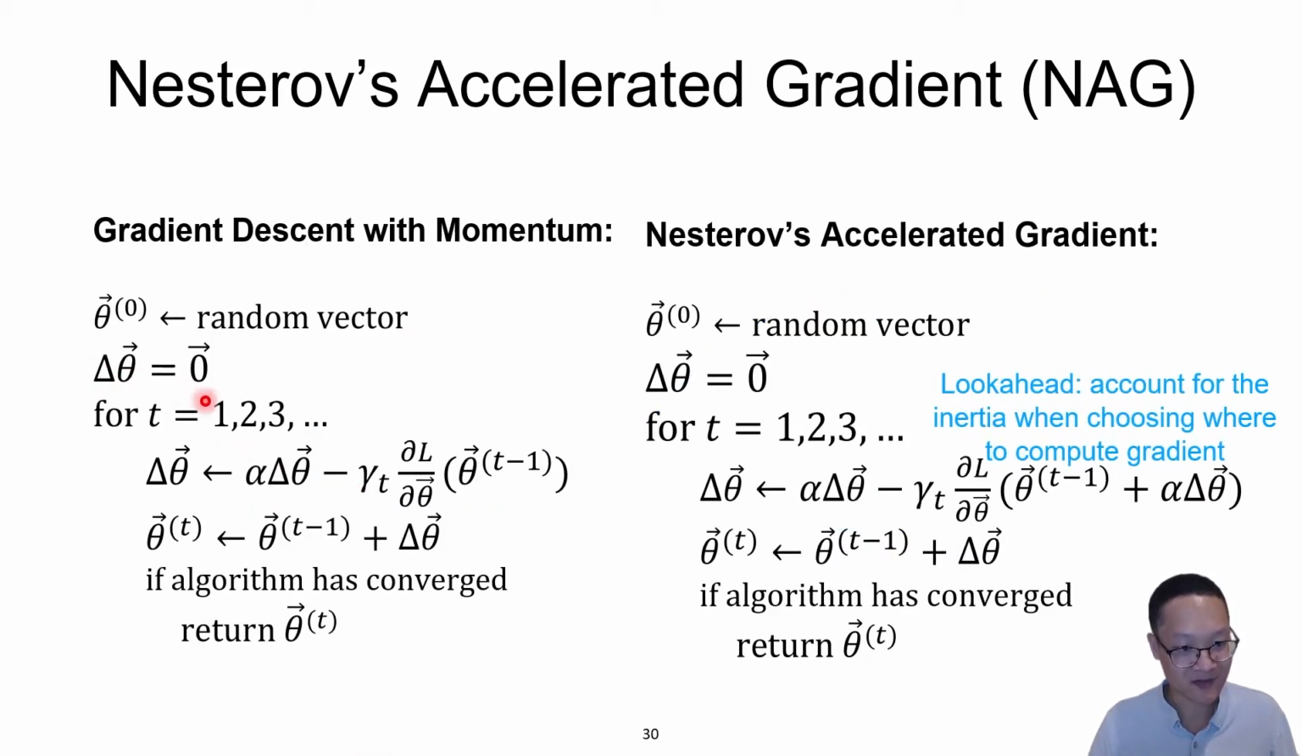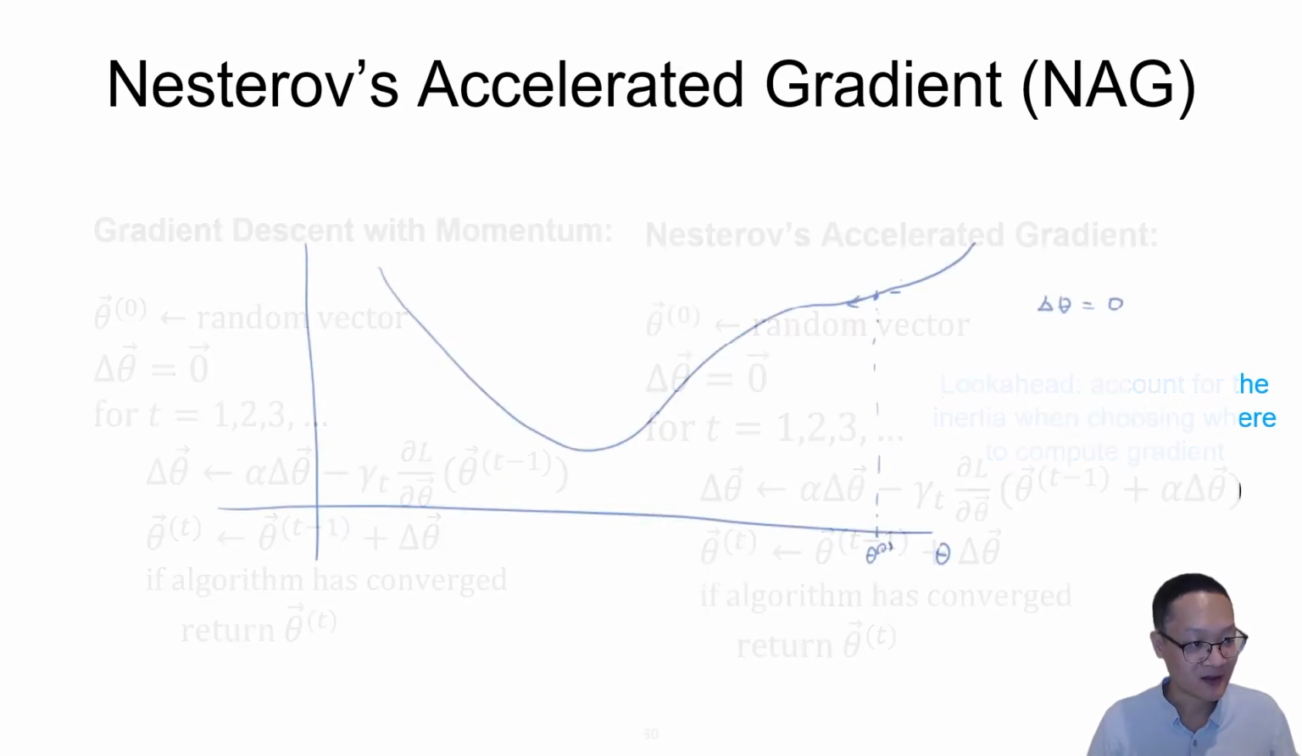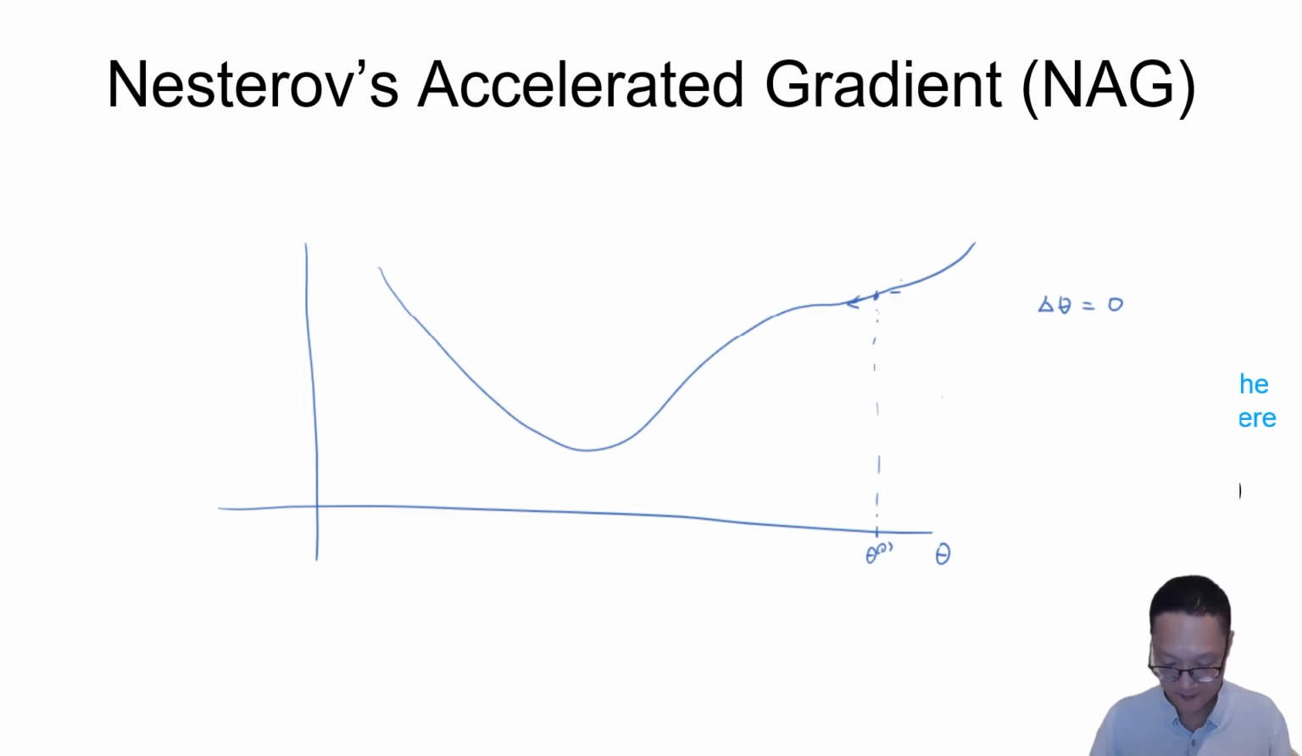Okay, so delta theta is 0. So delta theta initially is just going to be step size times the gradient, evaluated at the previous theta, right? Our previous theta was here. So then theta 1 would be here.